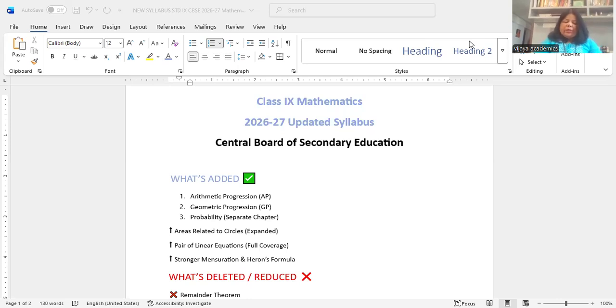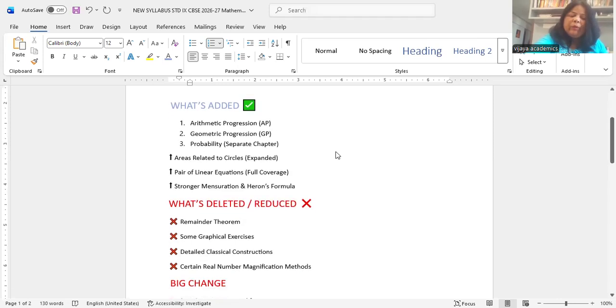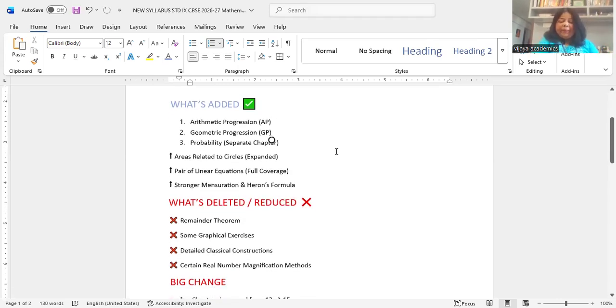Today I'll be going to share the updated syllabus of class 9th and the subject is mathematics. Let us check what has been given in this syllabus as per the official site of curriculum. So first, what we are going to see is what is being added.